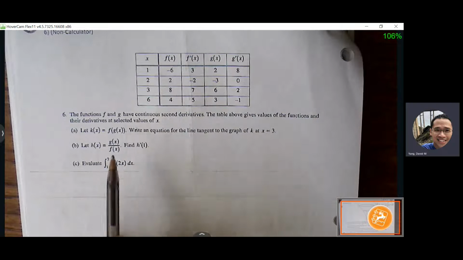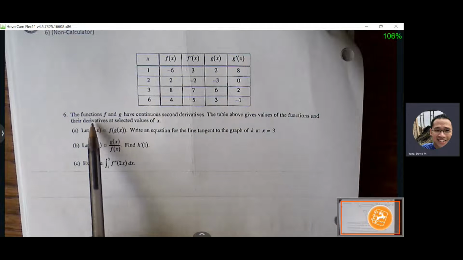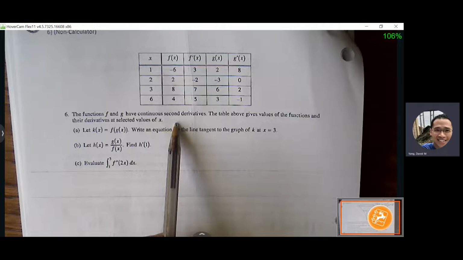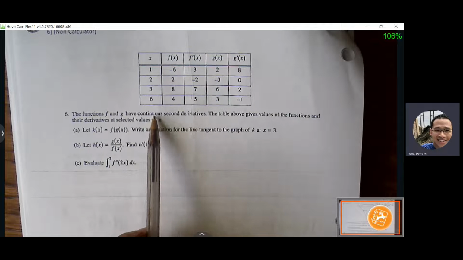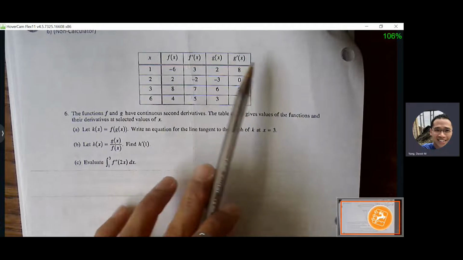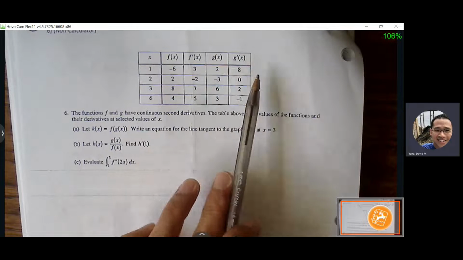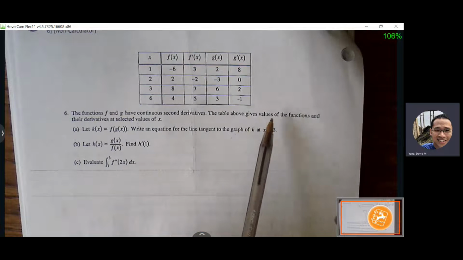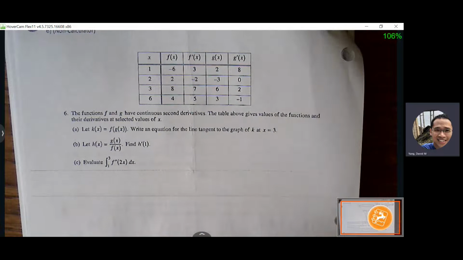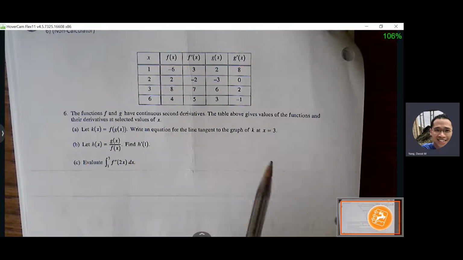All right, these are, I think, pretty straightforward. Part A: functions f and g are continuous and have continuous second derivatives. Okay, so a smooth curve all the way through, the function and its first and second derivatives. The table above gives values of the functions and each derivative for selected values of x. Let k equals f of g of x. Write an equation for the line tangent to the graph of k at x equals 3.